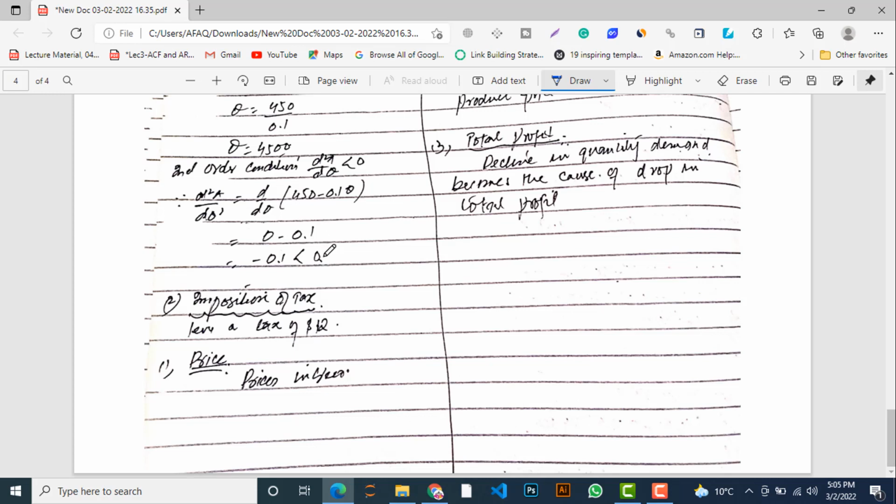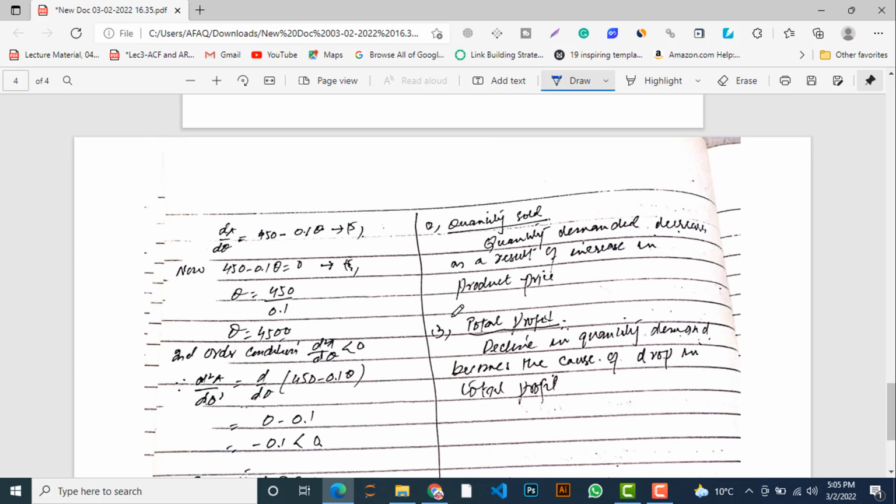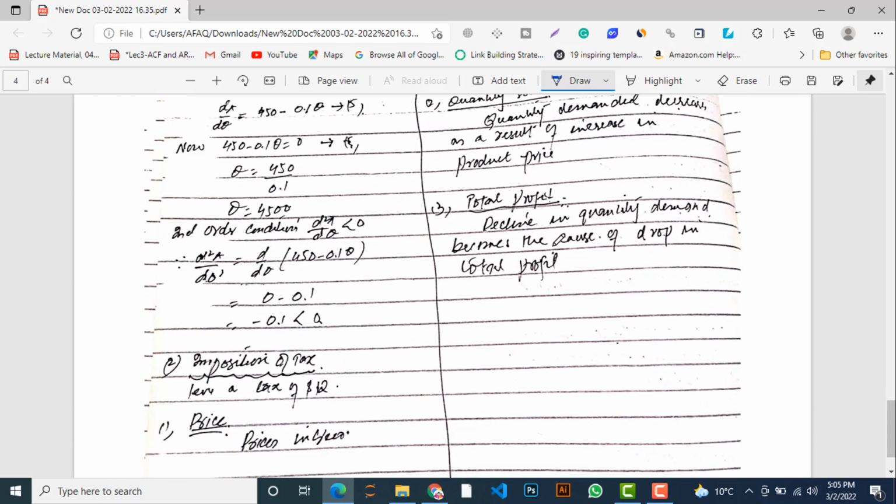Now we come to the second assignment, which is related to the imposition of tax. If the government levies a tax of $12, what will happen to price? Definitely, with the imposition of the $12 tax, the price increases. The second effect is on quantity sold. As a result of the increase in the price of the product, quantity demanded decreases. Now we consider the total profit of the company. The decline in the quantity demanded becomes the cause of a drop in total profit.